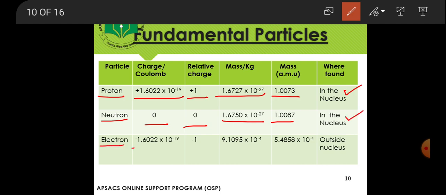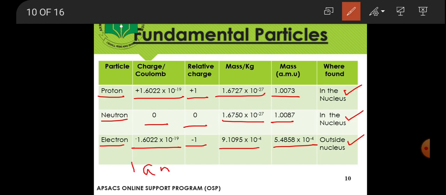Electron has a charge of minus 1.6022 × 10^-19 coulomb. Its relative charge is minus 1. Its mass is 9.1095 × 10^-31 kilogram. Its mass is 5.4858 × 10^-4 AMU, and it is present outside the nucleus.